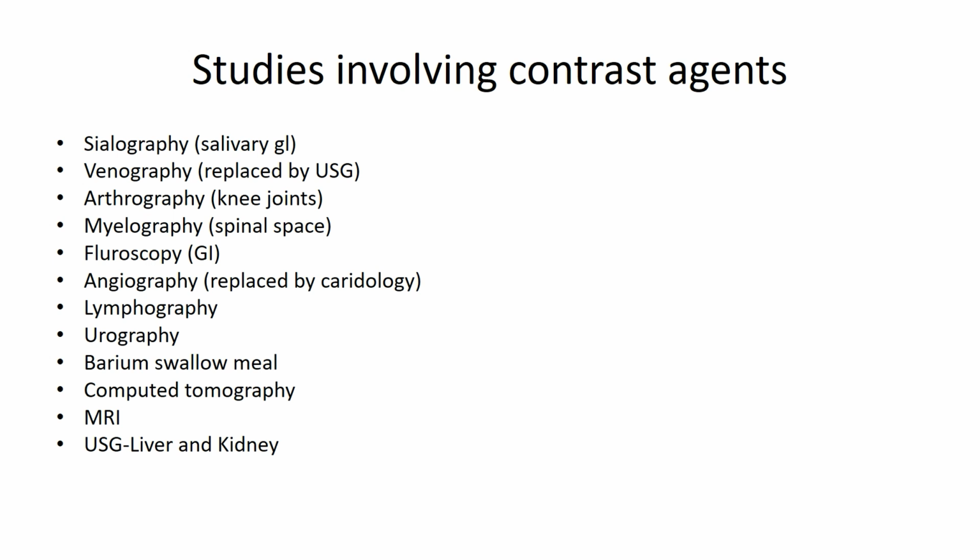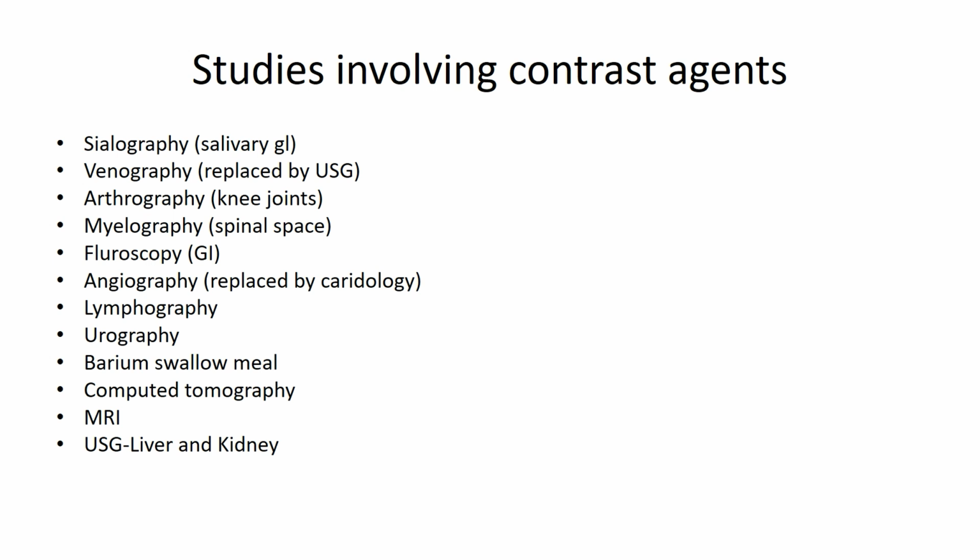It could be used in sialography for doing a contrast study of the salivary glands. Venography is normally being replaced by ultrasonography, because usually the USGs are done earlier to check this. Now, venography helps a lot in making a better diagnosis as compared to the USG. Arthrography is done for the knee joints. Myelography, as I already mentioned, is for the spinal space, and fluoroscopy is done for the gastrointestinal tract.